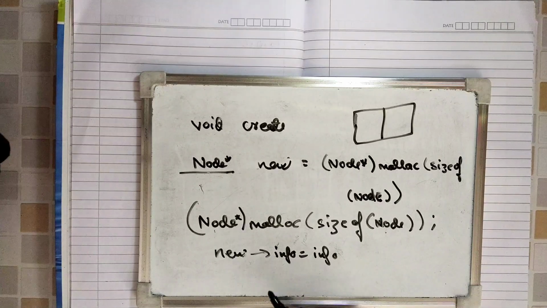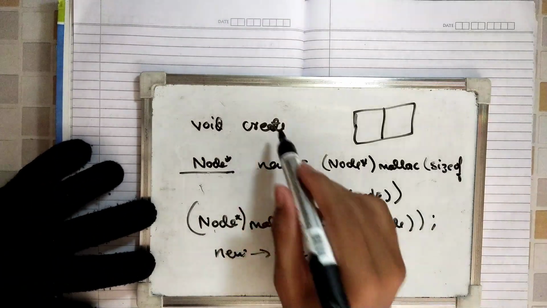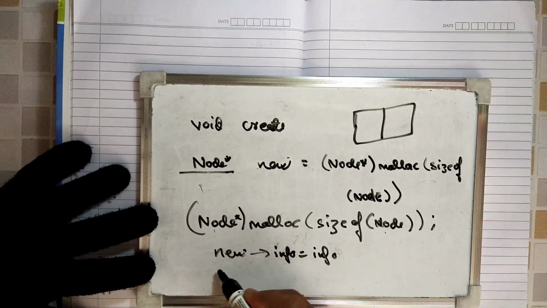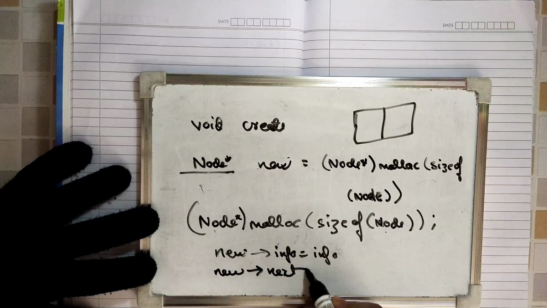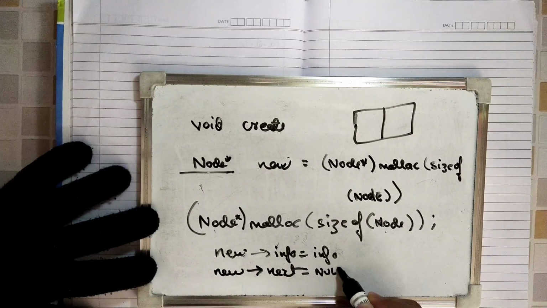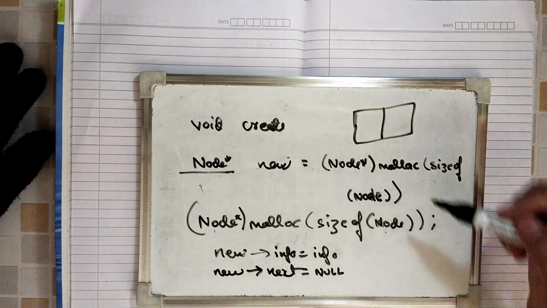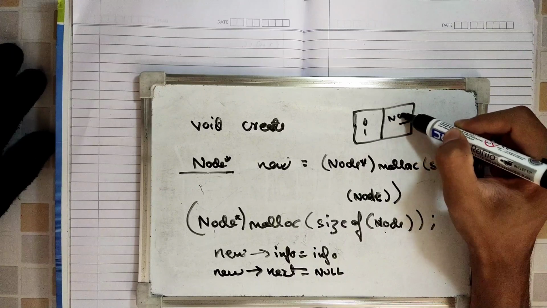So we have to write a printf and scanf statement in the main function to take this, and inside that this will be given. I will show that later, not now. Then new of next is equal to null I have to write. So we wrote about creating, and we understood this info and this next, which will be null.